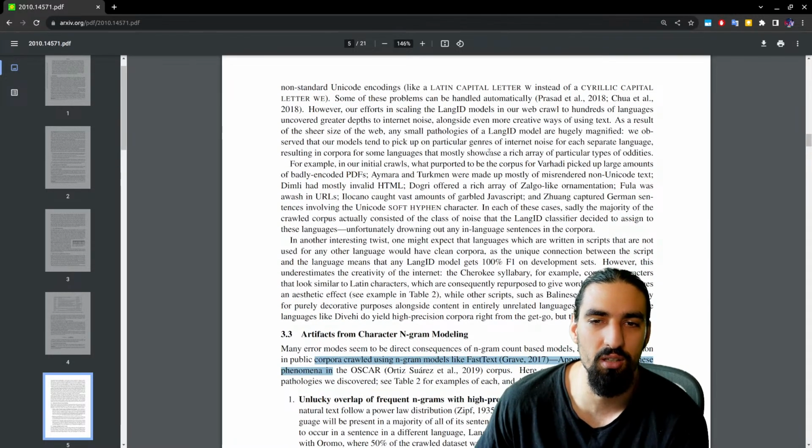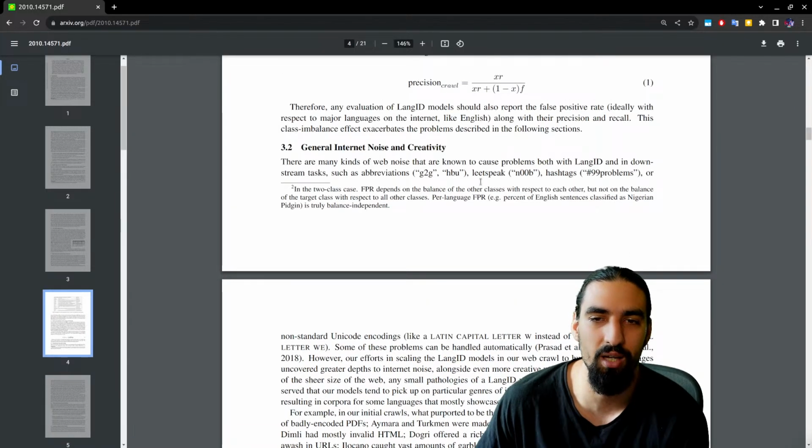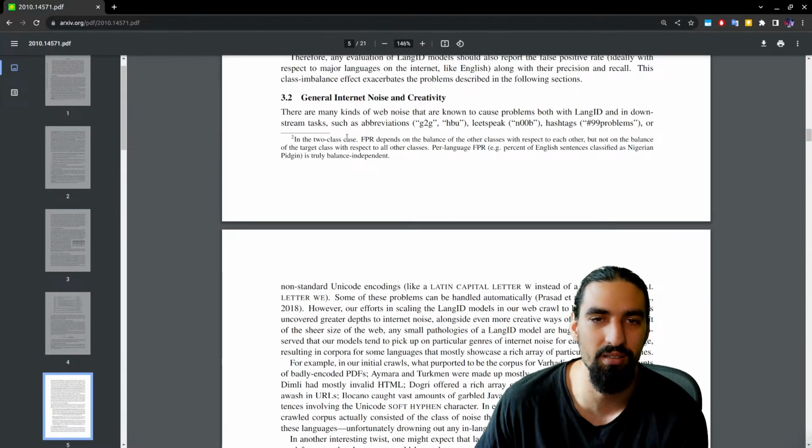That was an interesting piece of context around what happens on the internet. I really like this particular page.